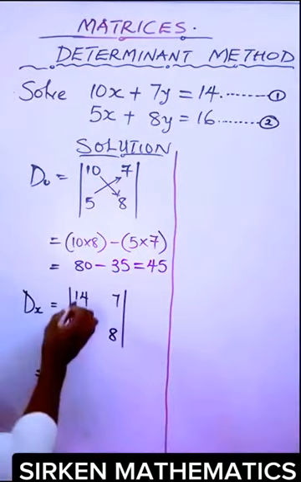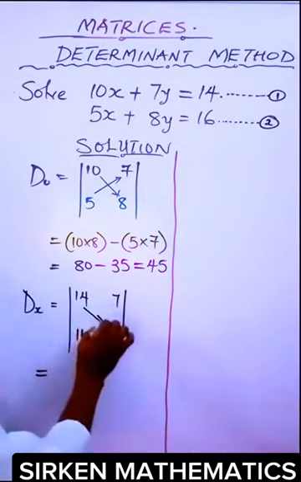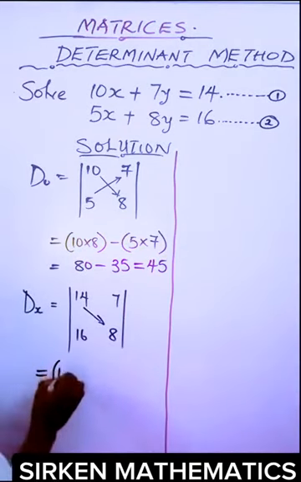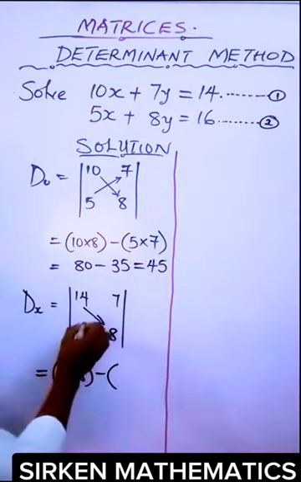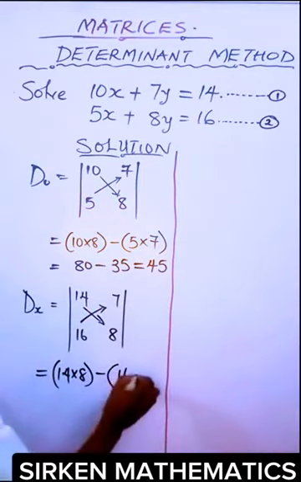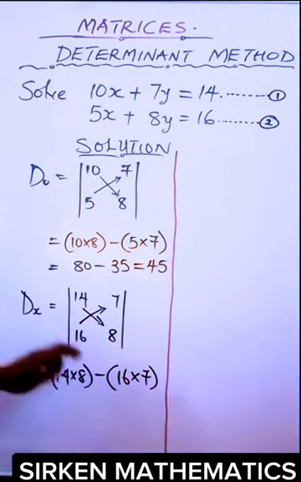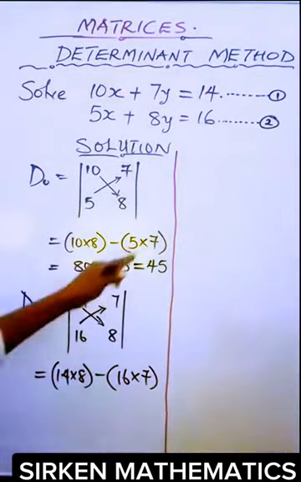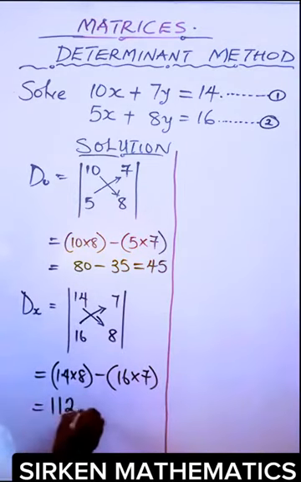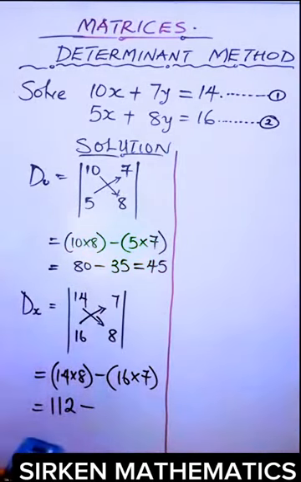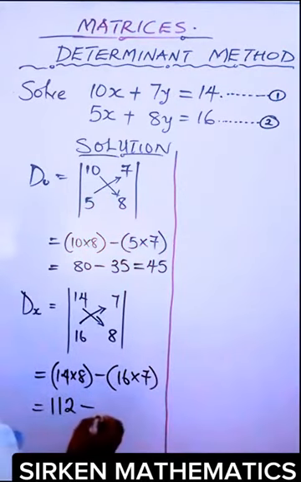Getting the determinant, I have said this is the main diagonal, which is 14 times 8 minus 16 times 7. Please do not forget the order: main diagonal minus second diagonal. And 14 times 8 will give you 112, minus 16 times 7 will give you 112 again.